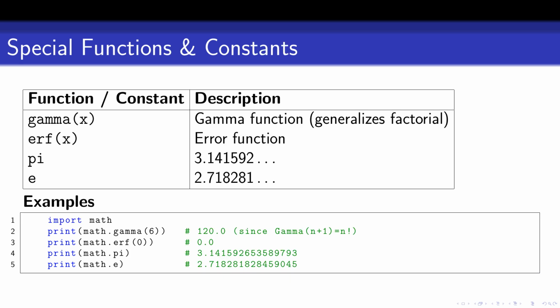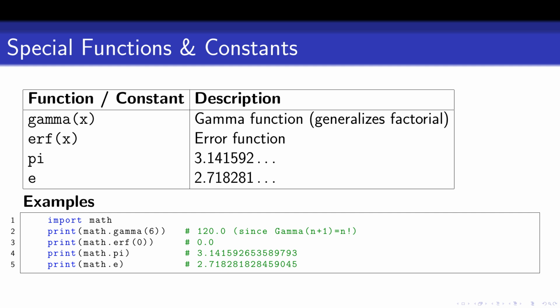Beyond arithmetic and trigonometry, the math module also provides special functions and constants that are widely used in advanced mathematics and science. The gamma function generalizes factorials to non-integer values, while erf, the error function, appears in probability and statistics. Constants like pi and e are built in, eliminating the need to define them manually. Pi, approximately 3.14159, is fundamental in geometry and trigonometry, while e, about 2.71828, underpins exponential growth and natural logarithms.